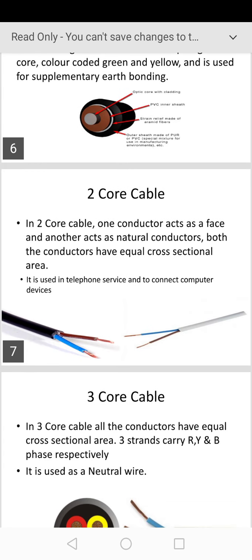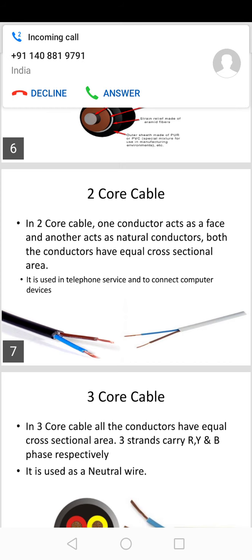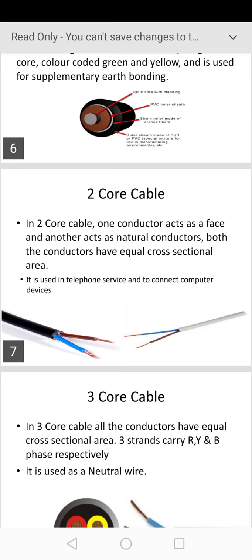2-core cable. In the 2-core cable, one conductor acts as the phase and another acts as the neutral conductor. Both the conductors have equal cross-sectional area. It is used in telephone service and to connect computer devices.